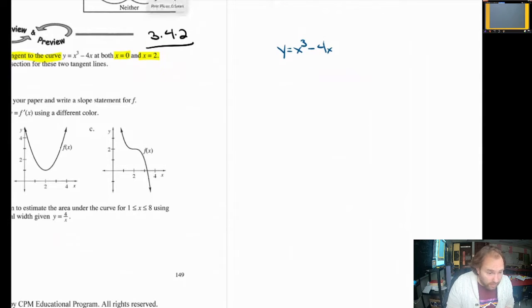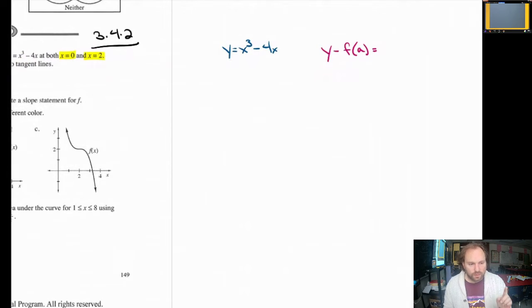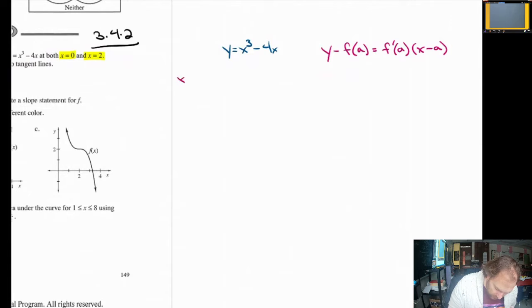For the equation of the line, if you think about the AP Calculus version of this, we're going to need to know what f of a is. That is what happens when we plug in 0 or 2 into that original function. We're also going to need to know what f prime of a is, because that will be the slope. So we'll need f prime of 0 and f prime of 2, and x minus 0 and x minus 2 will go there also. So we're going to do this twice. Let's do the version where x equals 0 first, because that will be easier.